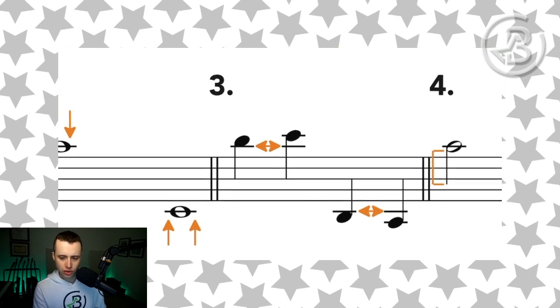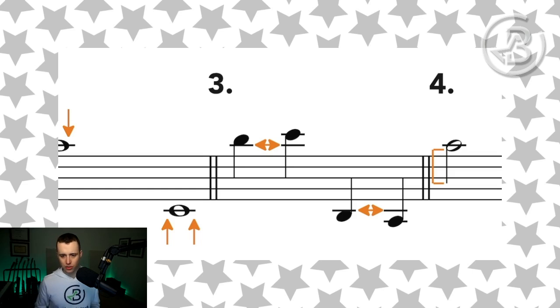Whenever you have two notes that are on ledger lines next to each other, the ledger lines will not touch. So we're not actually writing full lines. We're leaving space between the ledger lines.